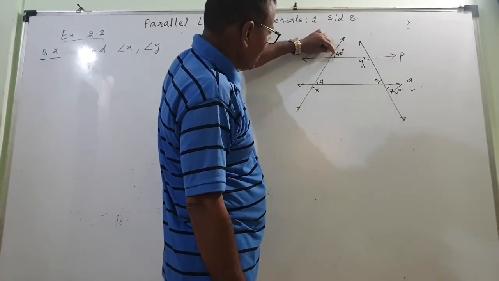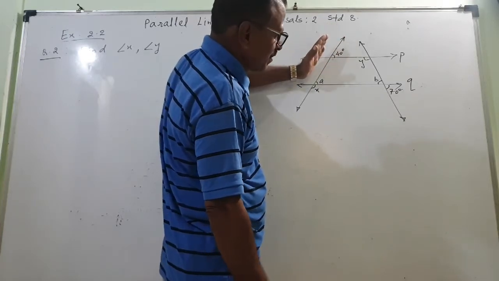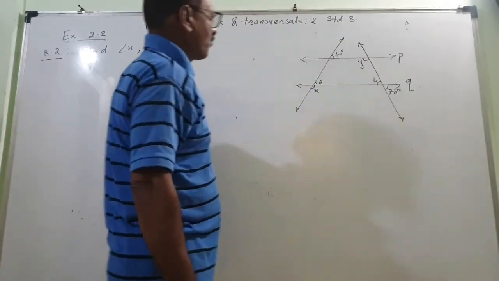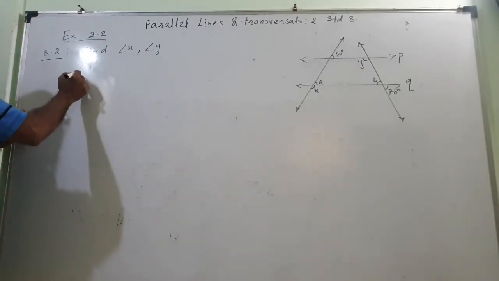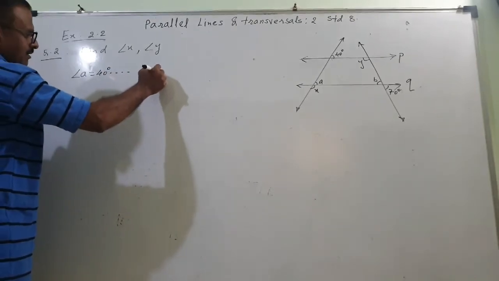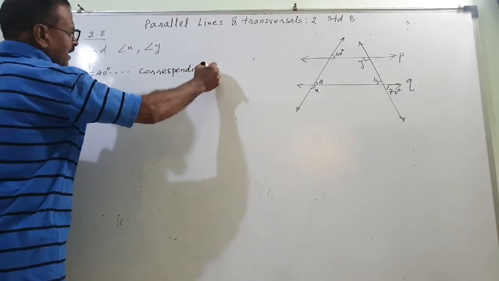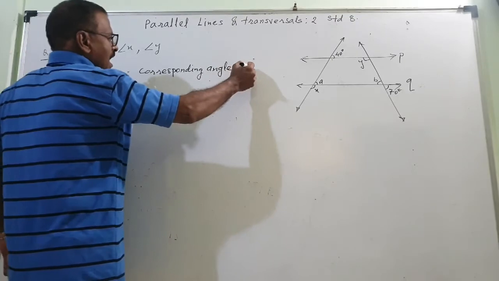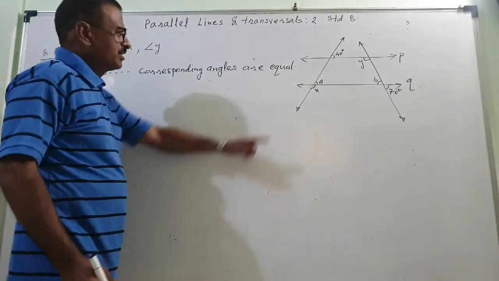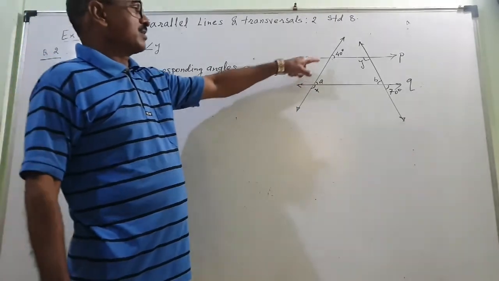See, this is 40 degree and this is A. They are corresponding angles. Corresponding angles means at the same position: above, on the right. So A and 40 degree are corresponding angles. So angle A equal to 40 degree. Reason, corresponding angles are equal. That's why A is also 40 degree.